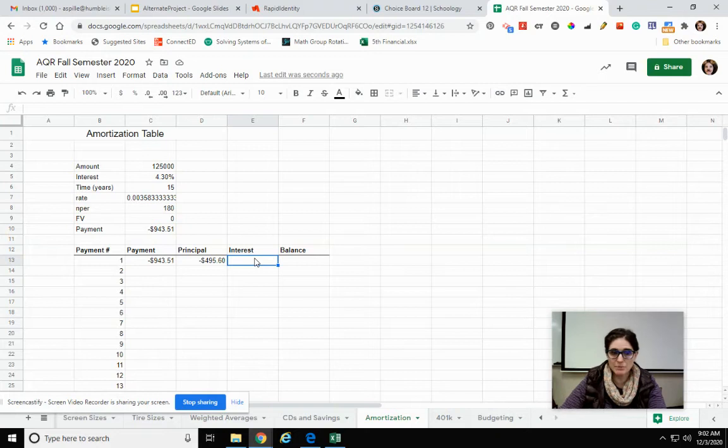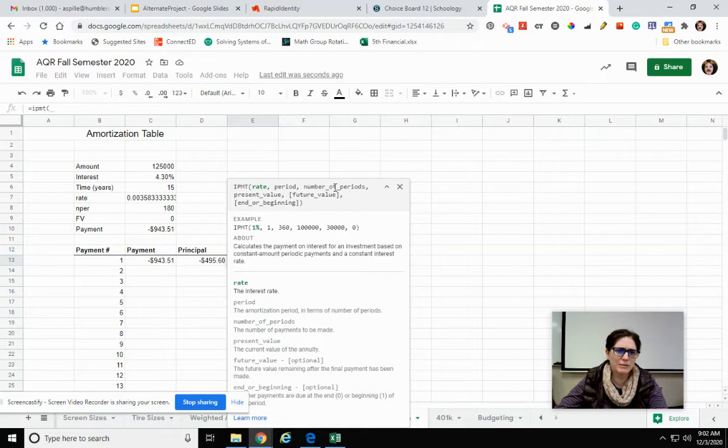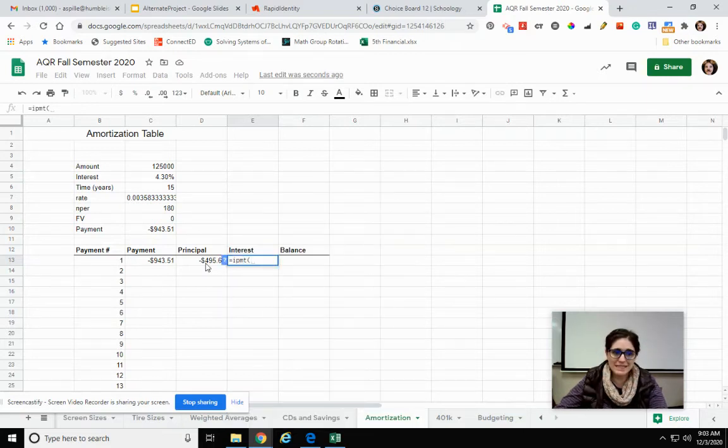So my interest part of the payment, I'm going to go equals IPMT. Same thing: rate, period, number of periods, present value, future value. So this is the exact same formula as this, it just has an I in front instead of a P. So I go rate, comma, this, comma, this, comma, this, comma, this. Notice almost the same amount is going to the actual interest as is going to my loan, which is kind of depressing.